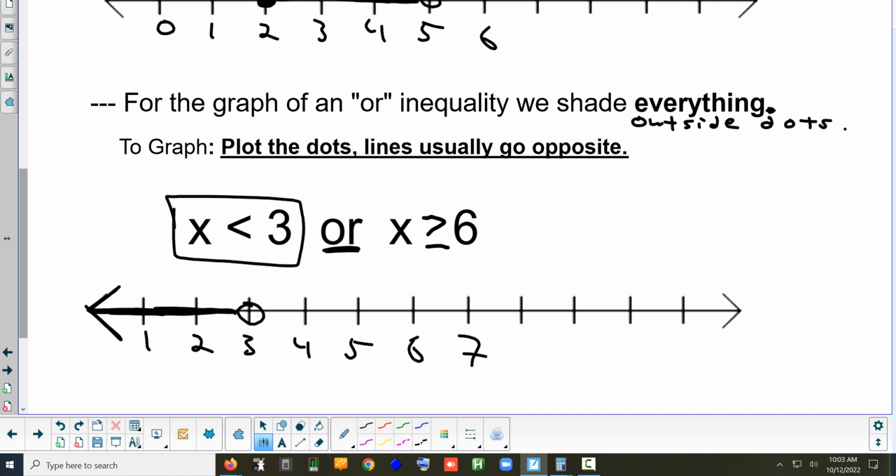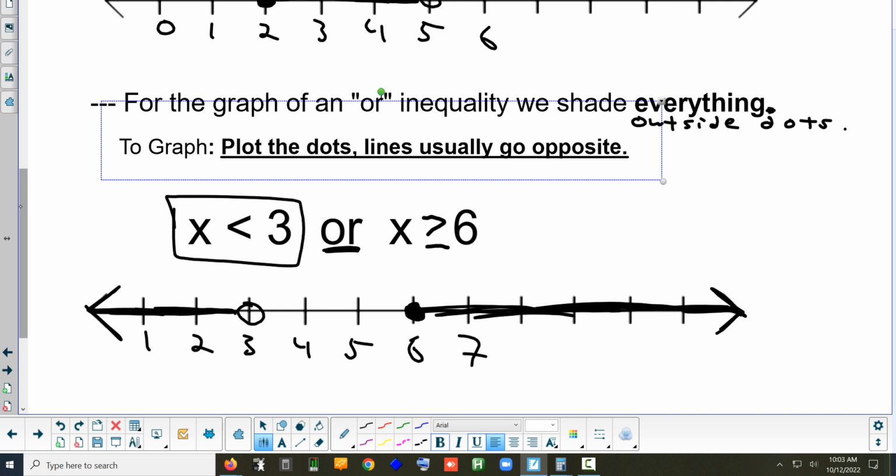Or we can shade everything greater than or equal to 6. What kind of circle would we need this time? Lexi? Closed on what number? On 6. And which way would you shade this time? To the right. That is what an OR usually looks like. It's everything outside the dots. And it goes in opposite directions. One goes left, the other one goes right.